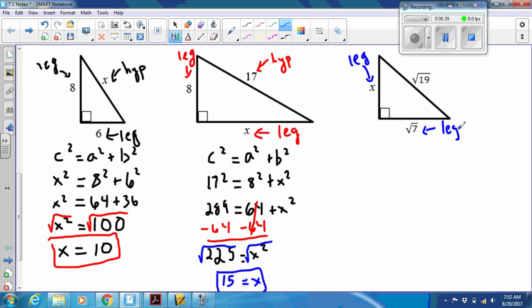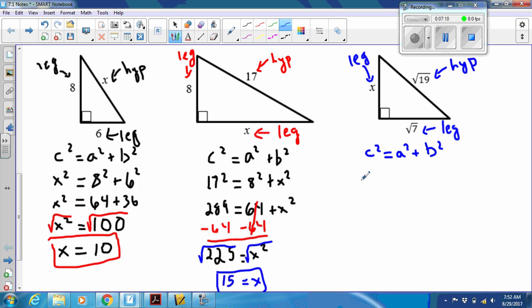So both your legs are always surrounding the 90-degree angle or the box here. And then your hypotenuse is always opposite of your 90-degree angle. That's how you can always tell which one's your hypotenuse. Okay, remember we use c squared equals a squared plus b squared. That is the formula we are using. Now here, we already know our hypotenuse. Hypotenuse always goes into the c area, so we put it in here.